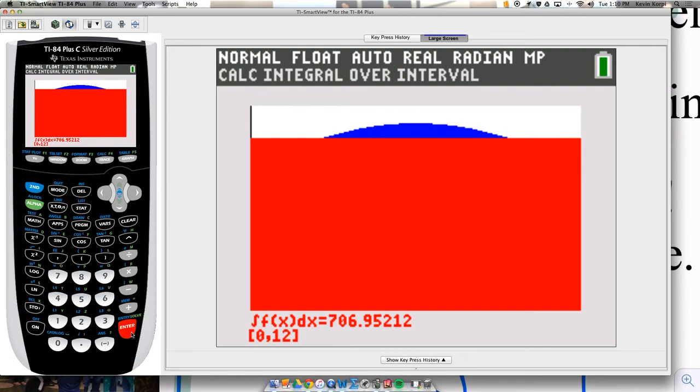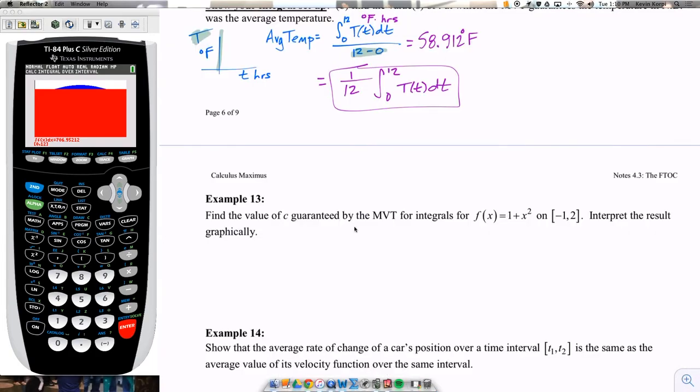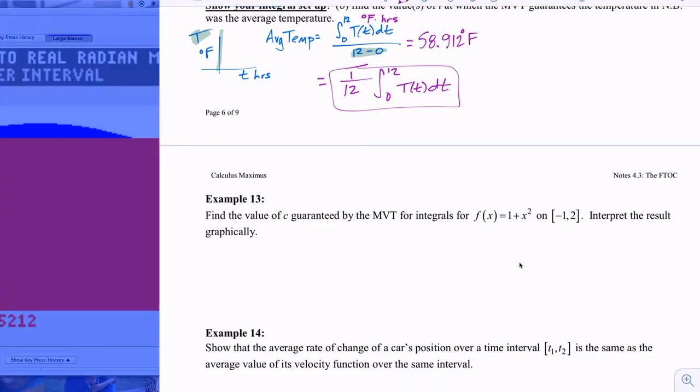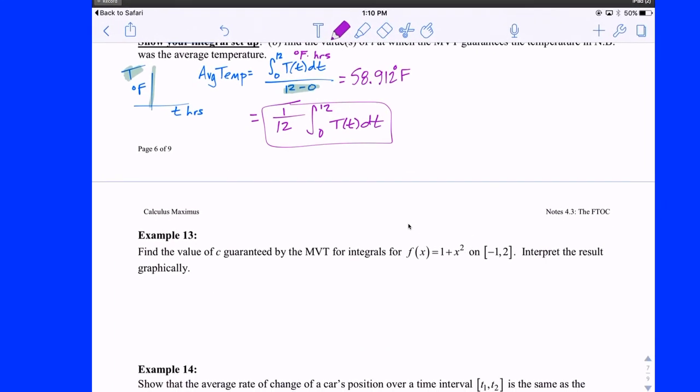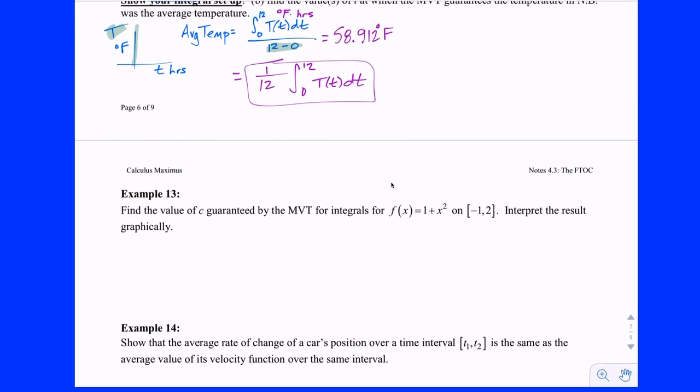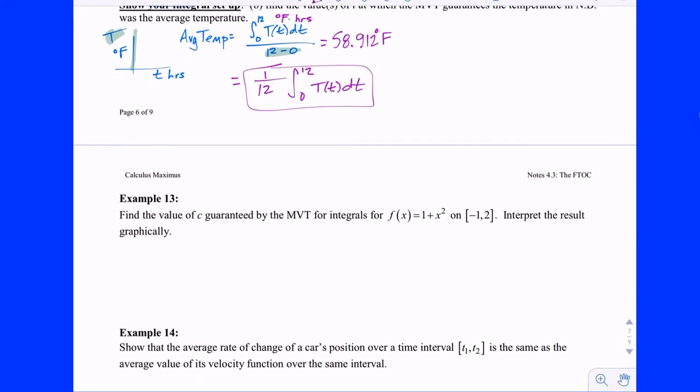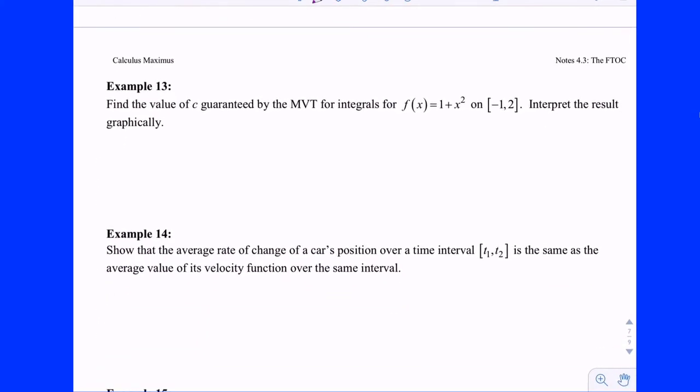All right, very cool. Here's what I'm going to have you do. Go to example 13 now, and I want you to do it on your own because you can do this one without a calculator. The math works out pretty decent. Find the value of c guaranteed by the mean value theorem for integrals for the function f of x equals 1 plus x squared on the closed interval.